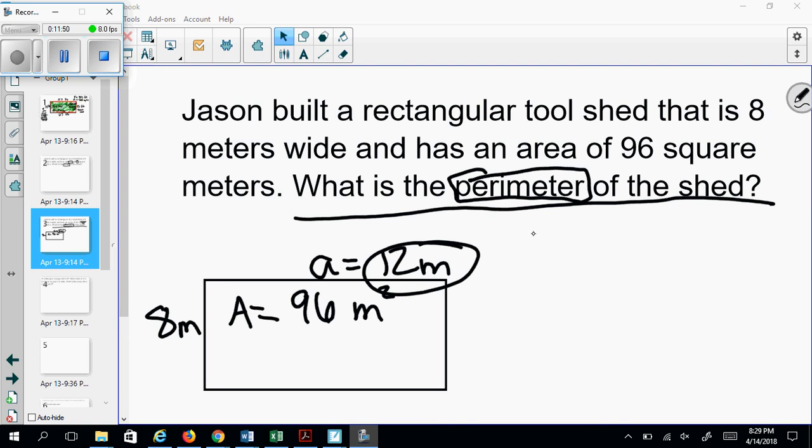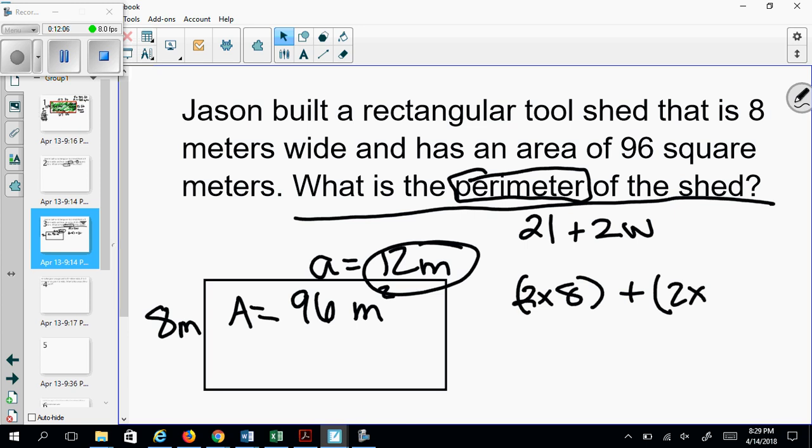Okay, so remember that our equation is 2 times length plus 2 times the width. So what I need to do is multiply 2 times 8 and then add that to 2 times the width, which is 12. So 2 times 8 is 16 and 2 times 12 is 24. When I add those two together, I get the number 40. So I have 40 meters of the tool shed for our perimeter.